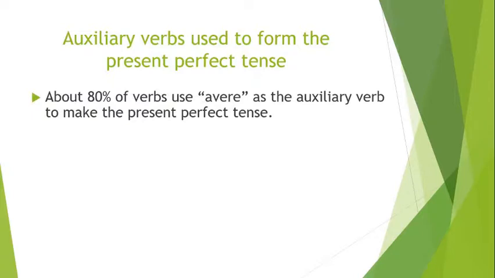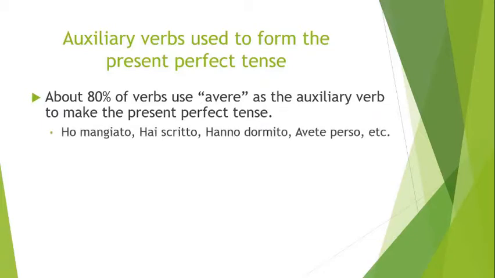Basically, 80% of the verbs in the Italian language use avere, so that's what we learned before, right? Remember that avere means to have, and that's what we do in English too, right? Ho mangiato, I have eaten, which is another way of saying I ate. Most of the verbs in Italian are like that. Ho mangiato, ho dormito, ho cantato, right? It's pretty easy. But there are those 20%. There are the examples. Ho mangiato, hai scritto, hanno dormito, they have slept, they slept. Avete perso, you, plural, have lost, right? So that's what we saw before.